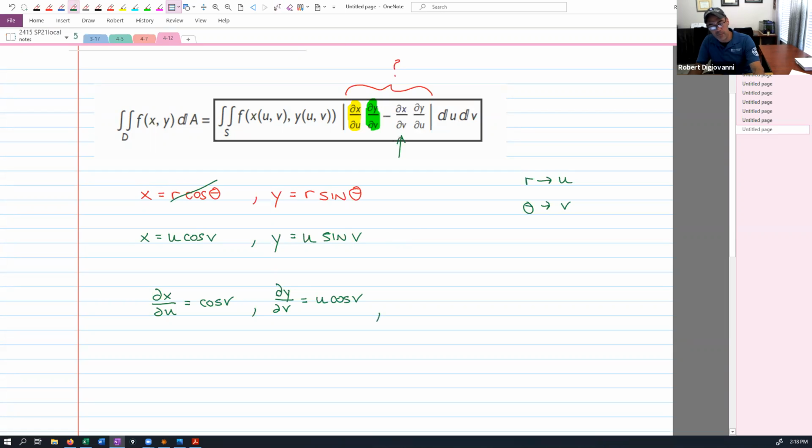Okay, let's look at the next one. Partial of x with respect to v. So who wants to give me that? What's partial of this with respect to v? Negative u sine v. Negative u sine v. And then finally, the last one, partial of y with respect to u. So partial of this with respect to u, the u goes away, sine v stays, right?